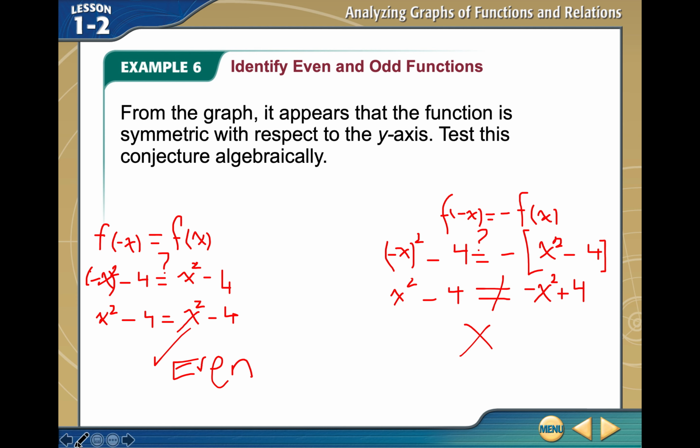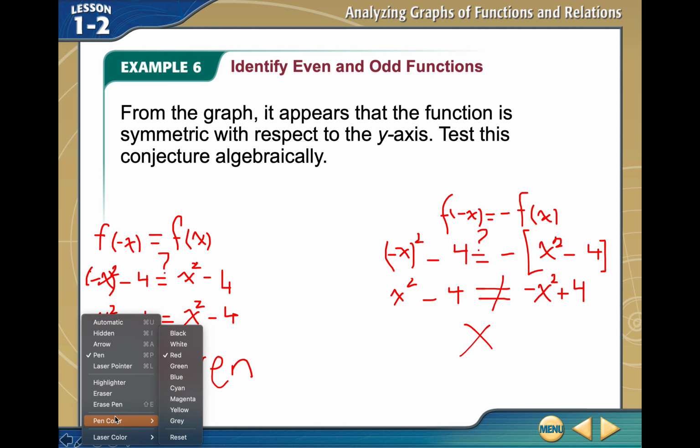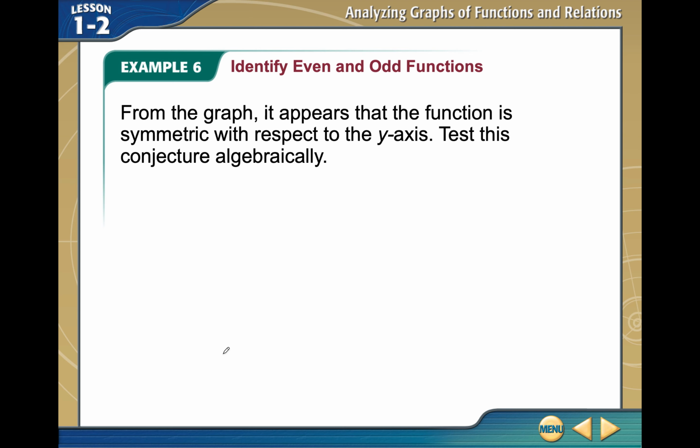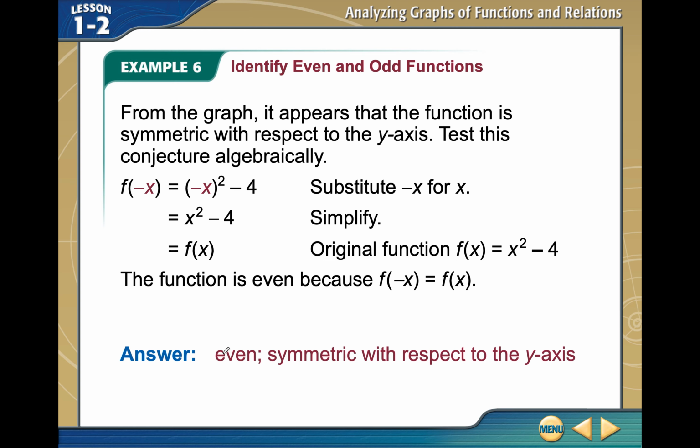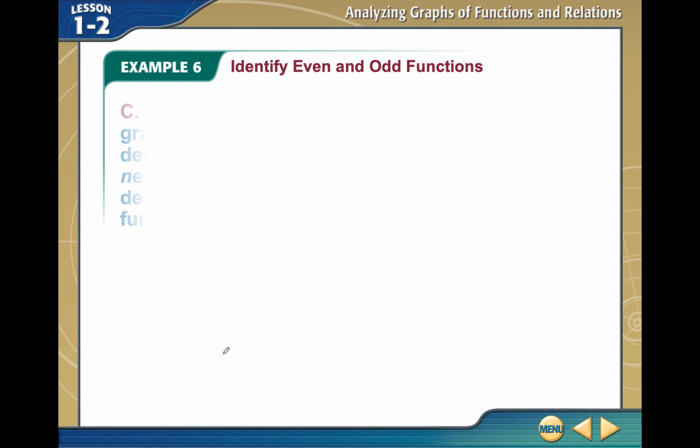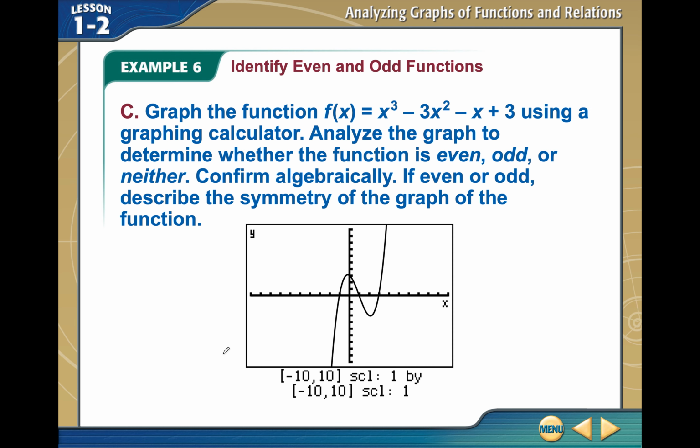Okay, so let's see another example. So let's take this example. If we look at the graph, graphically, we know that this graph is not symmetric about the y-axis because this part is not a mirror of this part. So since it's not a mirror on the y-axis, this means it is not even.